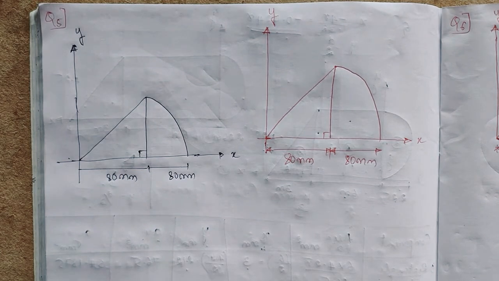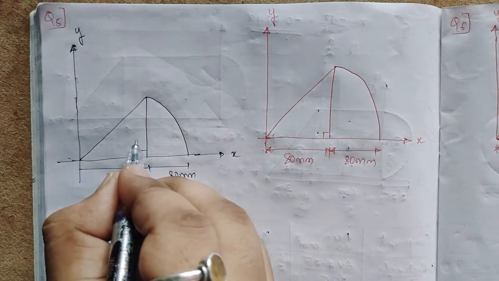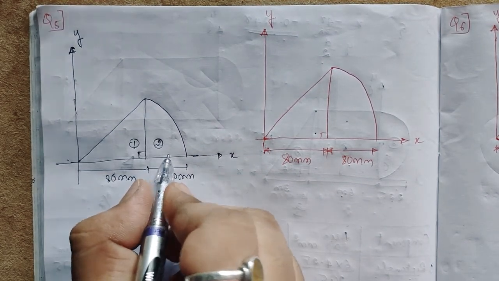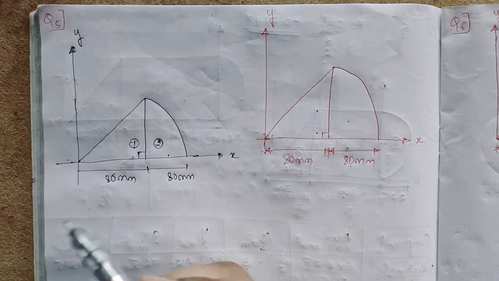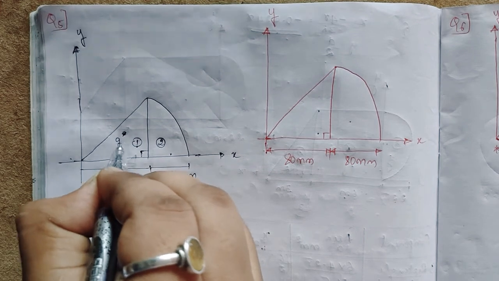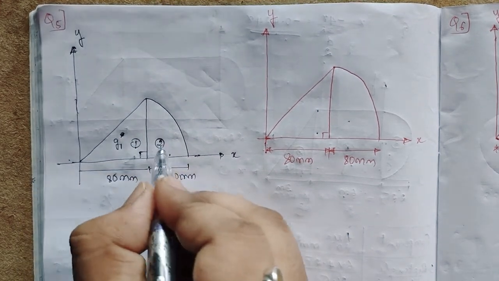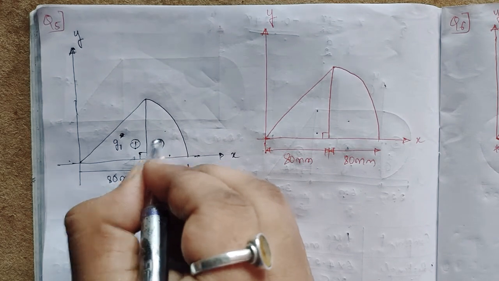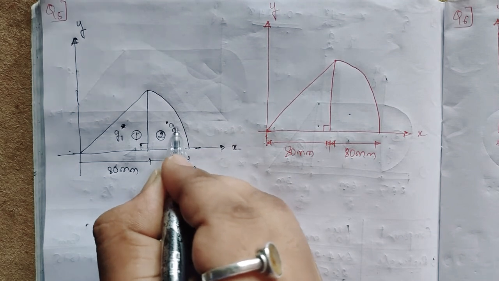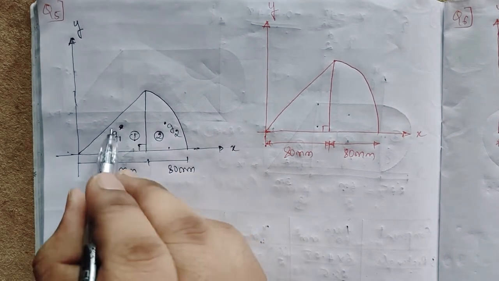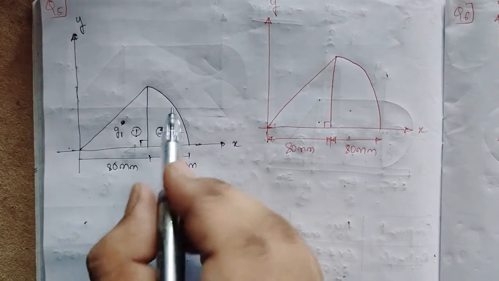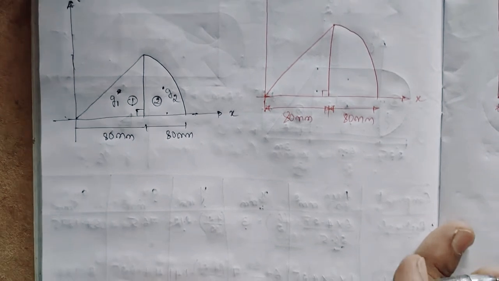So we will divide this figure into two parts, 1 and 2. One is a right angle triangle, another one is a quarter circle. Before going to that I will tell you the basics. For this right angle triangle we can find the centroid here, and for this quarter circle the centroid is somewhere here. So this is G2. This is not in the same line because the figure is not actually a quarter circle, but we are assuming it here for the problem.